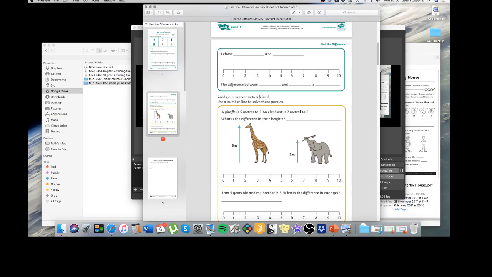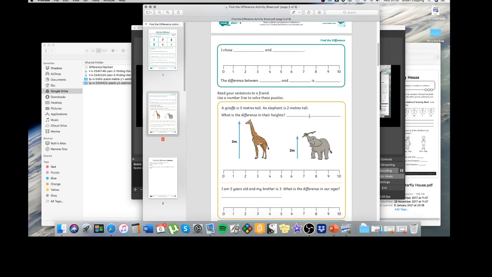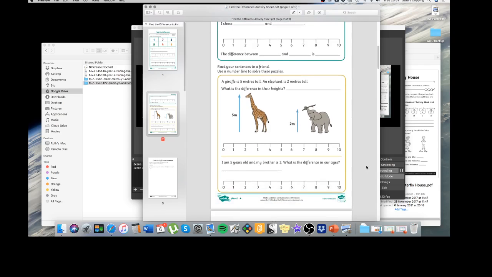I'm not going to read it. I want you to have a go at reading it. Pick out the key numbers, fill out the number line. What's the difference between the giraffe and the elephant? Okay, and then we've got a word problem without any pictures. Can you find the numbers on the number line, work out what the difference is?